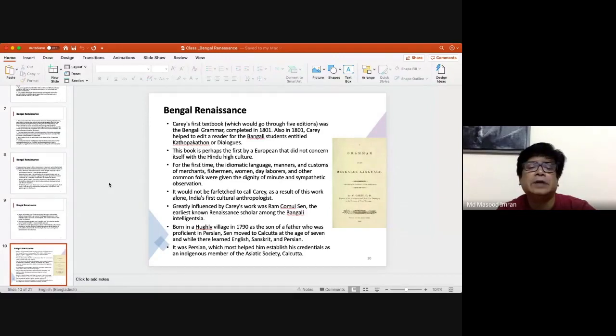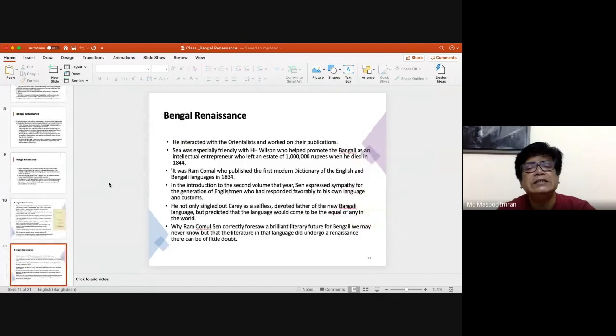He interacted with the Orientalists and worked on their publications. Sen was especially friendly with H.S. Wilson, who helped promote the Bengali as an intellectual entrepreneur who left an estate of 100,000 rupees when he died in 1844. So Sen was very fond of H.S. Wilson, and Wilson contributed a lot to Indian culture.